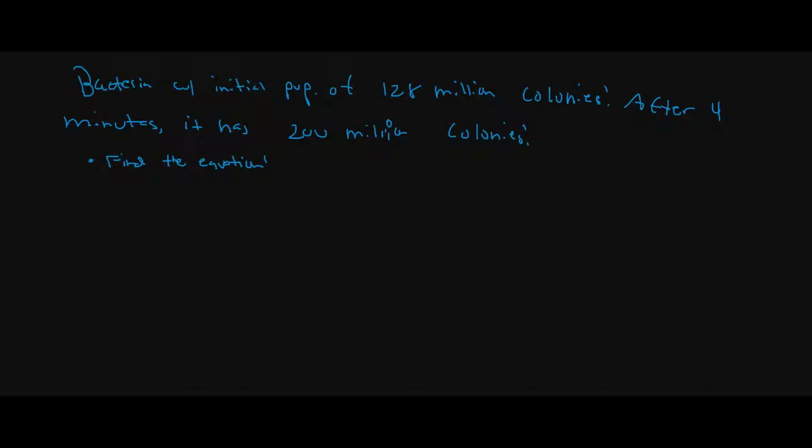We have y is equal to, well, the initial population is 128, e to the, I don't know my percent rate. It doesn't tell me how much it's growing by. Well, that's okay, because it does tell me that after 4 minutes, it has 200 million colonies. It tells me that when t is equal to 4, the y value is 200.